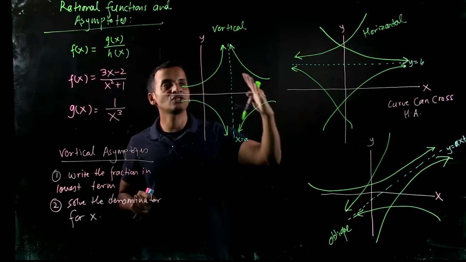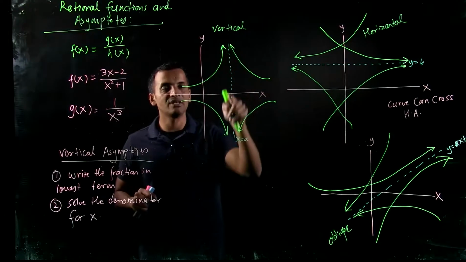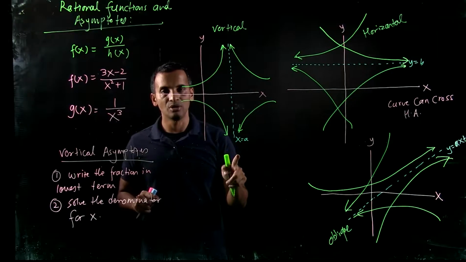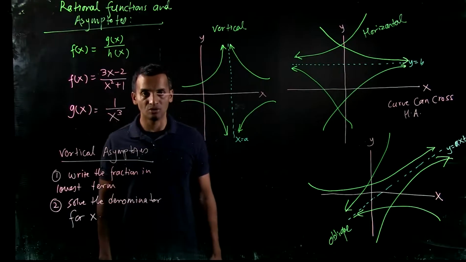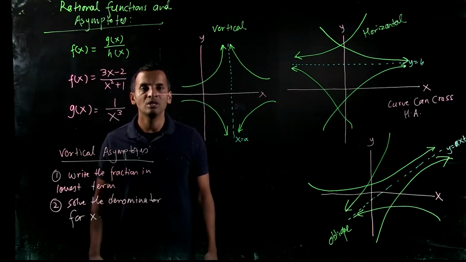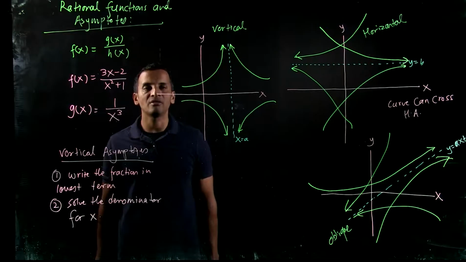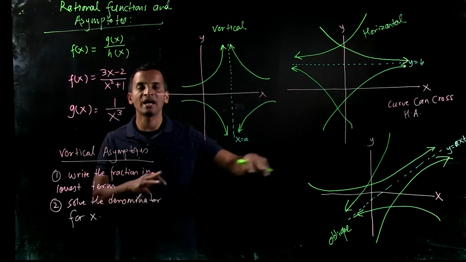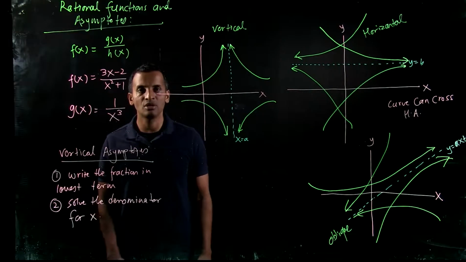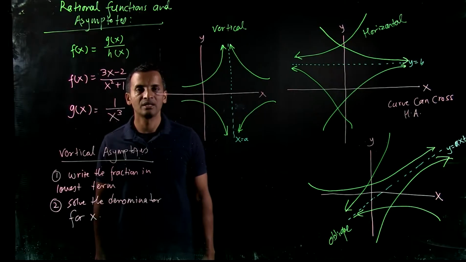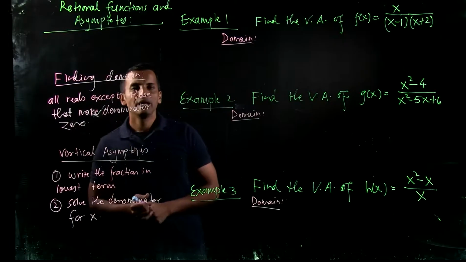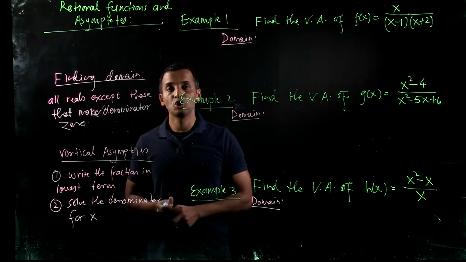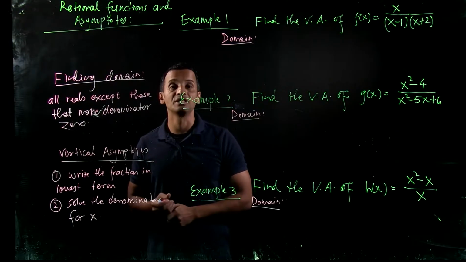If the graph of the function gets close to a vertical line, then the vertical line is called the vertical asymptote. Now we want to know how to find these asymptotes. How do we find the vertical asymptote, how do we find the domain of a rational function, and how do we find the horizontal or oblique asymptotes? We are going to do that next. Here we will take some examples of rational functions and try to find the domain and also the horizontal asymptote, if there is any.